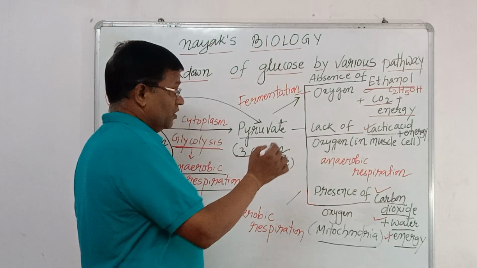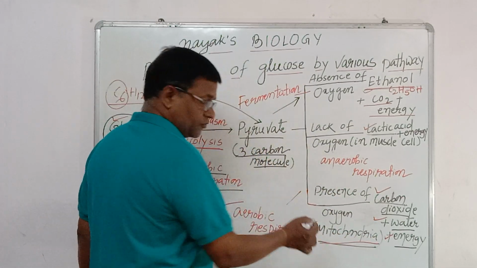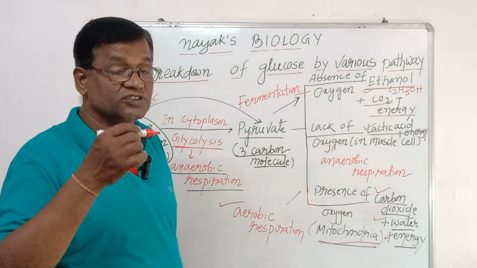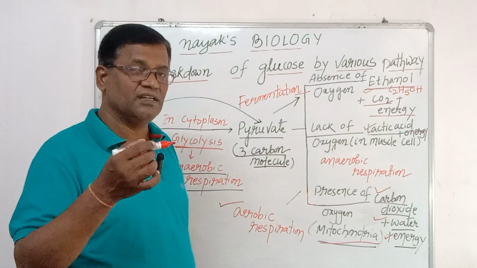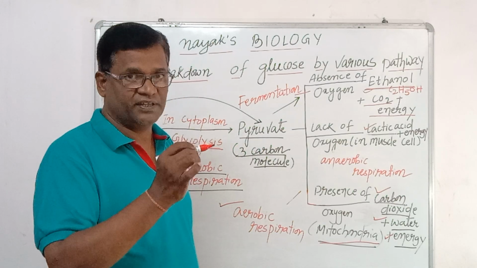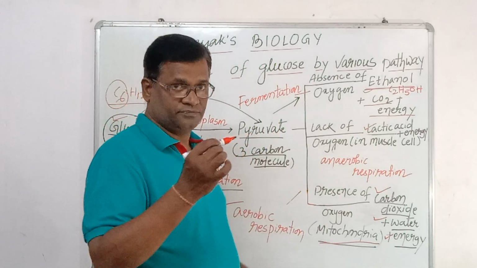Second question, which gives more energy? Because the power of the cell is the mitochondria, you should not forget. That's why it liberates more energy. Mitochondria is called the powerhouse of the cell. That's why aerobic respiration, as oxygen is involved, will produce more energy than the anaerobic.